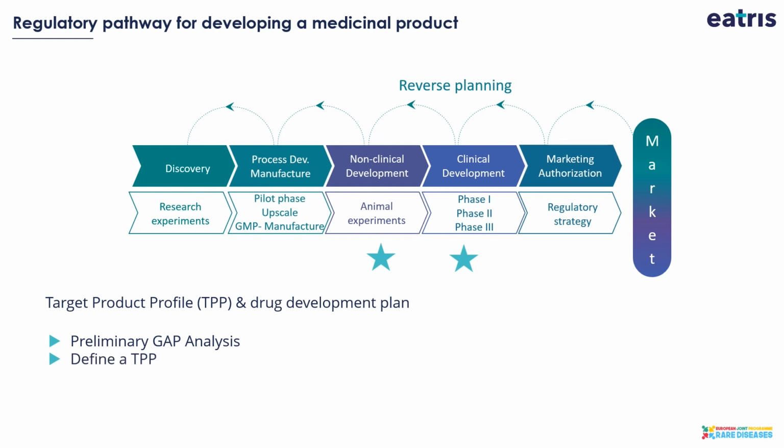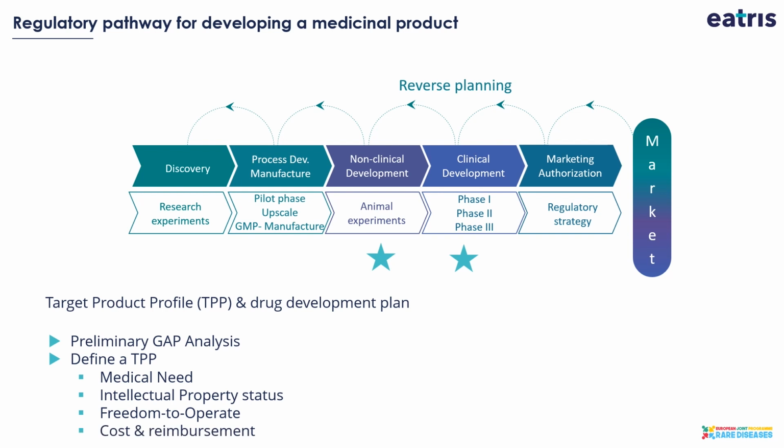Define the product profile which may justify the expenses for development. Elements that need to be defined are the medical need, the intellectual property status, the freedom to operate, and the final cost and reimbursement required. Next step will be the product formulation and the manufacturing and upscaling.